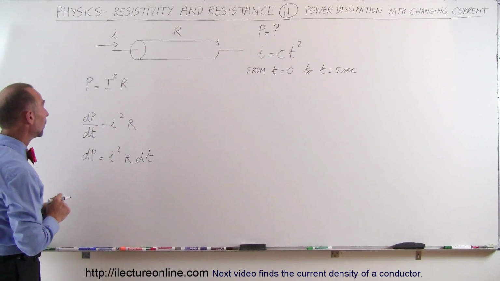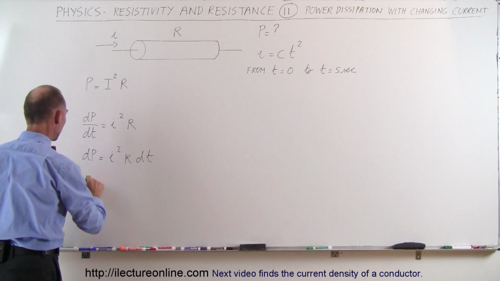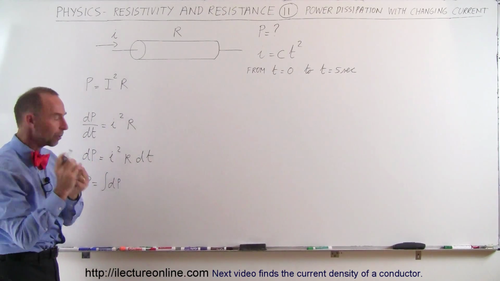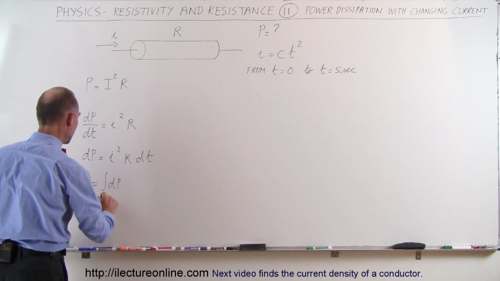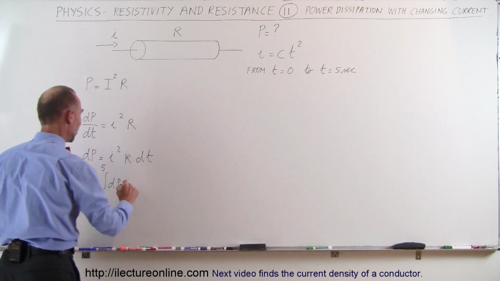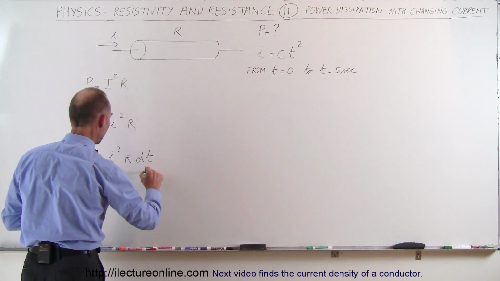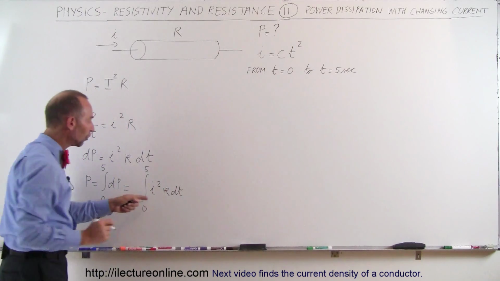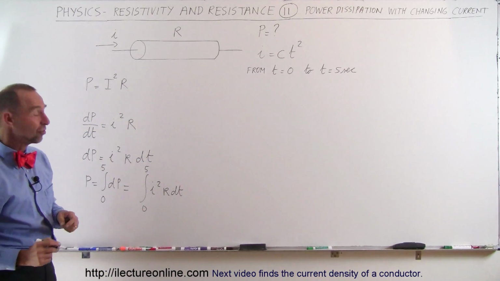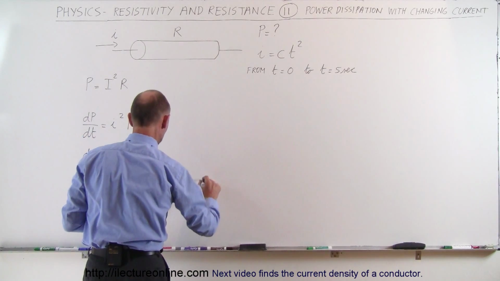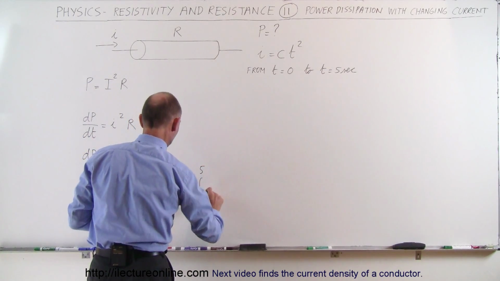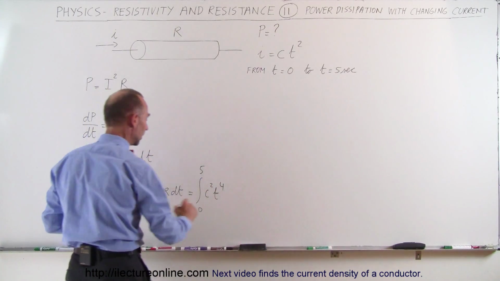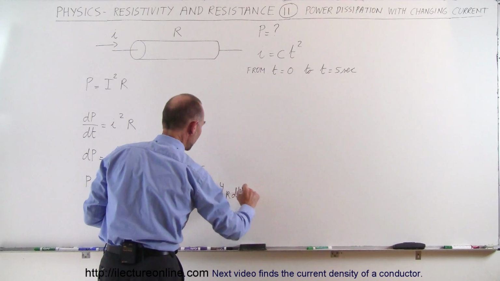Okay? So what we can do now is say that the total power is going to be equal to the summation of all the small power dissipations over very small periods of time, dP, from time equals 0 to time equals 5 seconds, which is equal to the integral from 0 to 5 of I squared R times dt. Now, of course, we know that I is equal to C times t squared. So this becomes the integral from 0 to 5 of C squared times t to the fourth power, because that would be I squared, times R times dt.